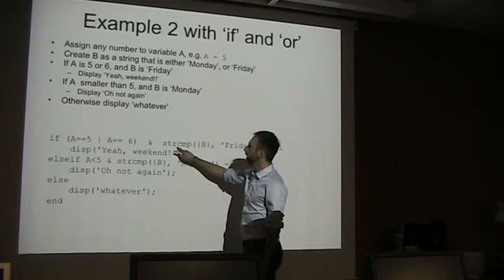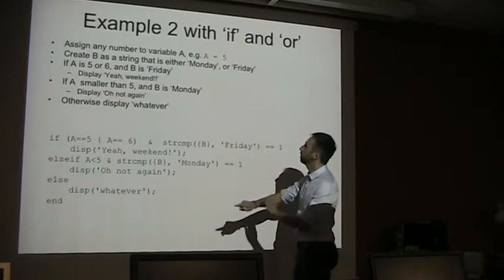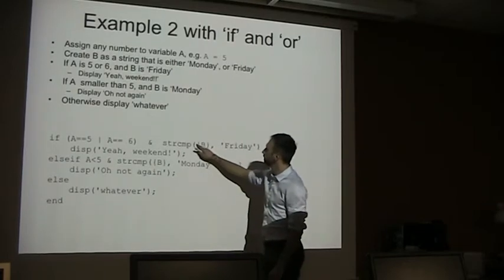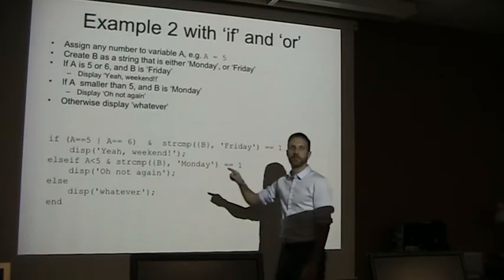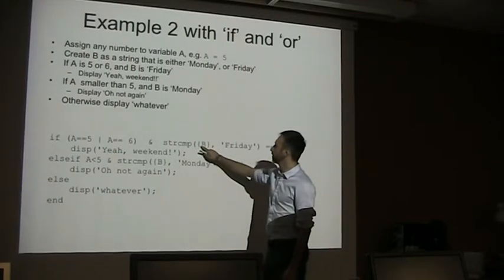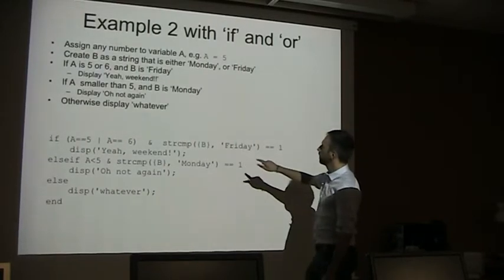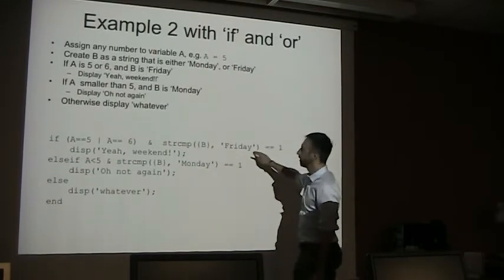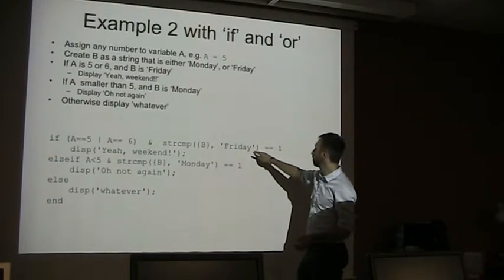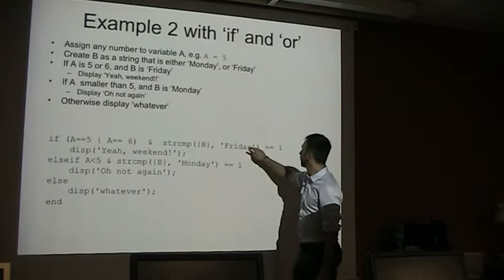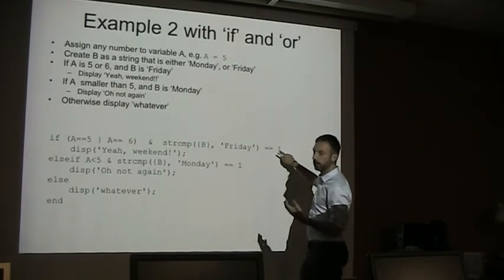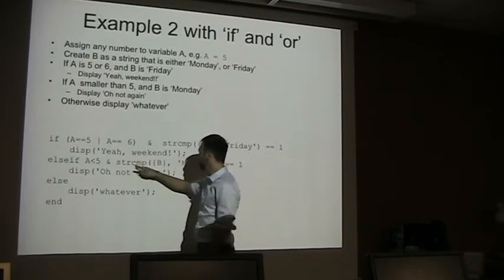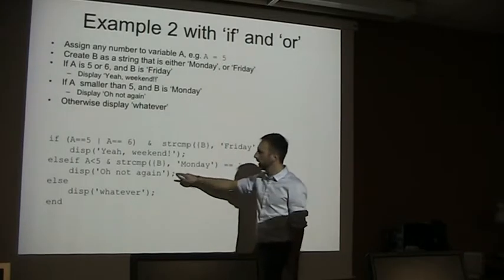It's written as strcmp, and because B, oh, this might actually be wrong. B doesn't have to be a cell, so you probably don't even need these curly brackets. So it's going to compare B to Friday, and the output of this is either 1 if it's true, or 0 if it's not true. So I'm asking, is the output of this equal to 1, meaning yes, it is Friday. So if these things are true, then I display that. This is the second test. And I display that.